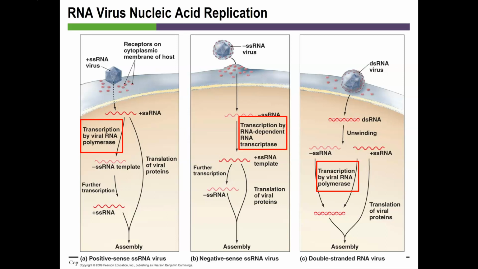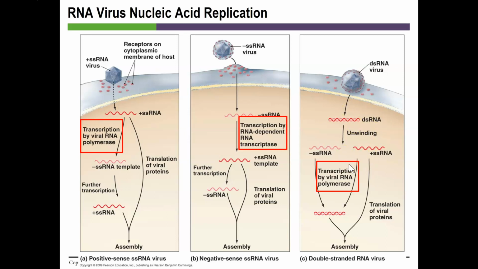Double-stranded RNA viruses will unwind so that you have positive and negative sense. Of course, as we mentioned, the positive sense is used as message, but it also serves as the template to make the negative sense. The negative sense serves as the template to make positive sense. We're going to have to use both of these in order to make more genome of the virus.